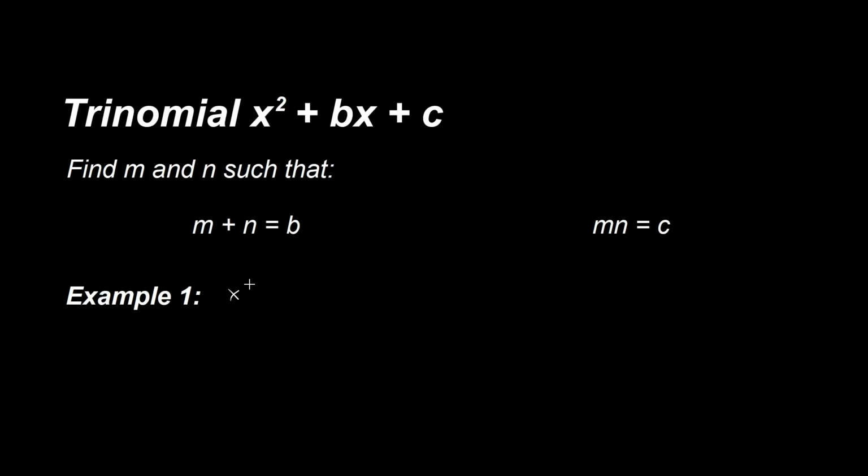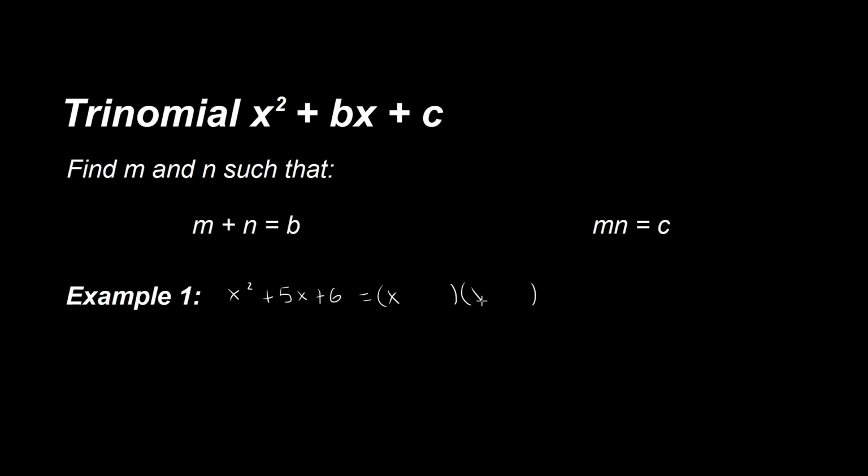Let's say that we have x squared plus 5x plus 6. So basically, we need to think about two numbers that add up to 5, which is b, and multiply to 6, which is c in this case. So we're going to open two parentheses, and at the beginning of each parenthesis, we're going to put the variable that we have, in this case, x.